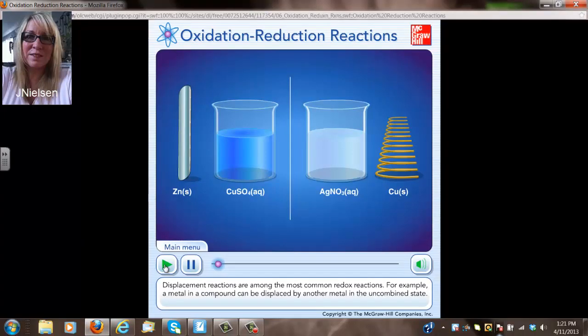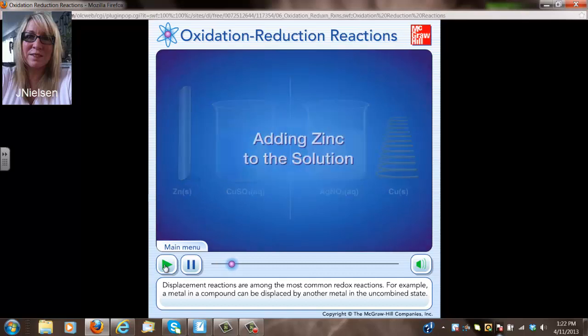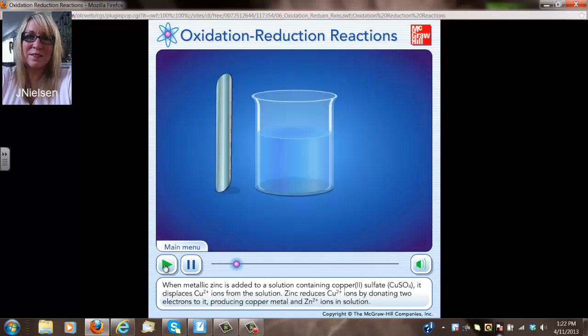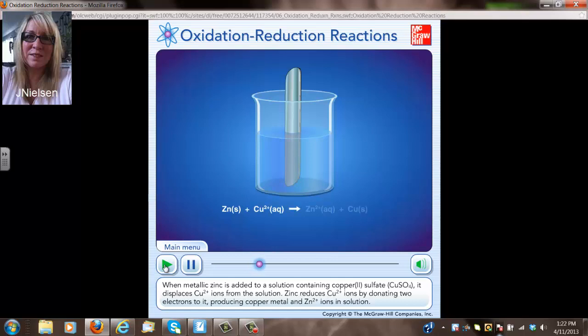Displacement reactions are among the most common redox reactions. For example, a metal in a compound can be displaced by another metal in the uncombined state. When metallic zinc is added to a solution containing copper-2 sulfate, it displaces copper-2+ ions from the solution. Zinc reduces copper-2+ ions by donating 2 electrons to it, producing copper metal and zinc-2+ ions in solution. Note that copper metal is depositing on the zinc bar. Also, during the reaction, the solution loses the blue color that characterizes the presence of hydrated copper-2+ ions.